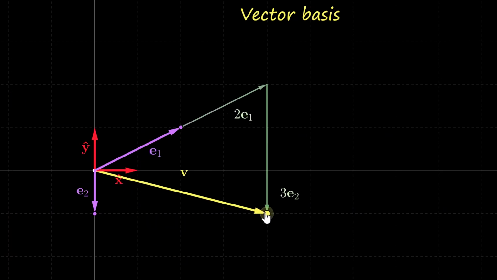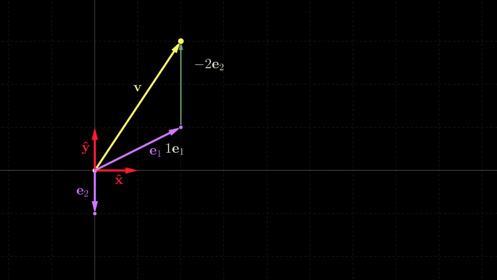Now, this idea of combining two different vectors to reach any point in space is very important, and is related to a new technical definition that you need to be introduced to. The idea of the space spanned by a set of vectors.